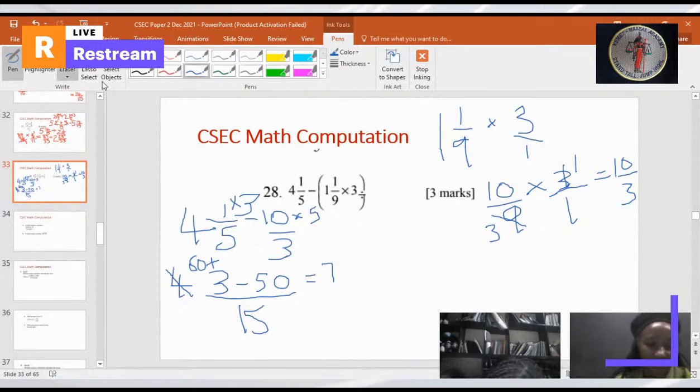Where do we get 7 from? Okay, so it will be 13 over 15. So this one was weird. Yes, miss, 1 was not enough.